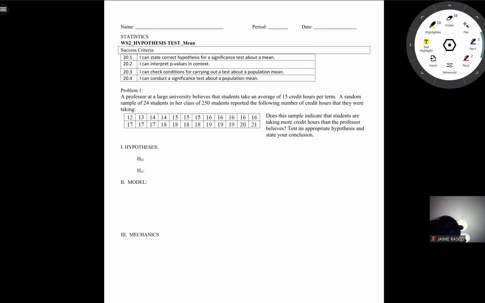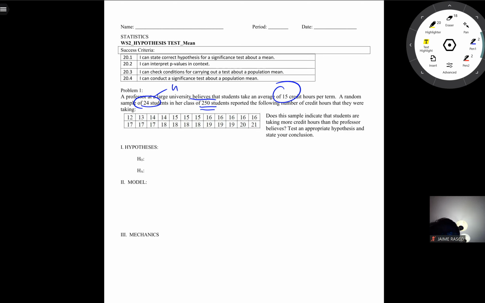A professor takes an average of 15 credit hours, believes. Okay, so that's telling us the null hypothesis is going to be 15 credit hours. And then it's saying a random sample of 24 students, so that's our sample size, and in her class of 250. Okay, so the population size is 250, and so you can check that 24 is less than 10% of 250, so that should be fine. And report the following numbers.